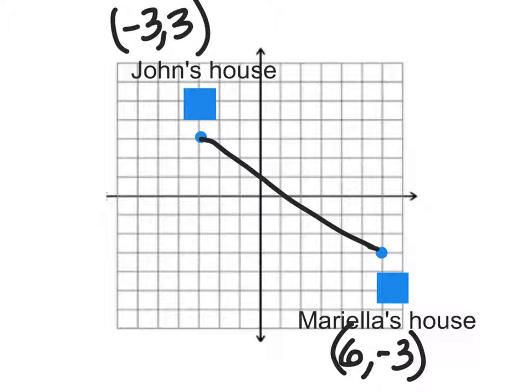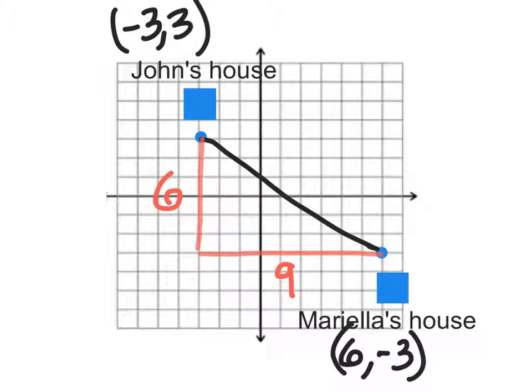To find the point that's 2/3 of the way along the route, we can't use the midpoint formula. The midpoint formula would give us the halfway point. Instead, we're going to do something else. But first, we're going to have to look at the vertical distance and the horizontal distance between their two houses. The vertical distance between their houses is 6, and the horizontal distance between their houses is 9.